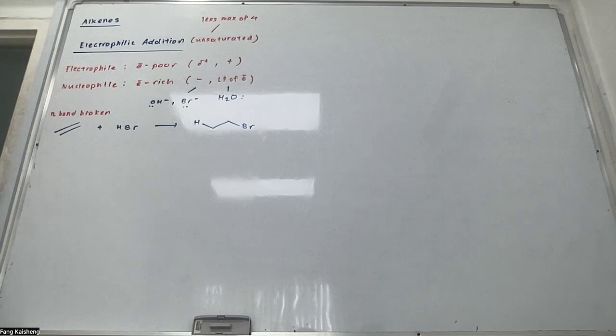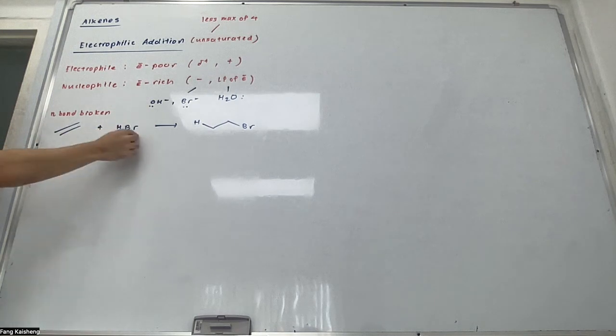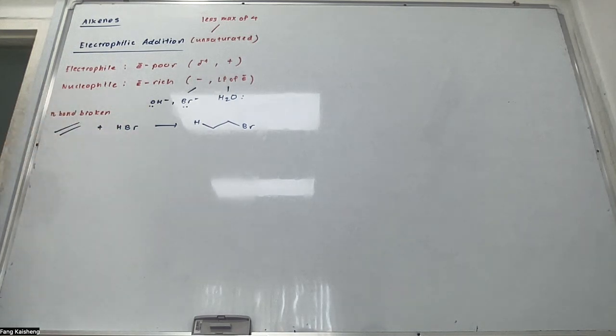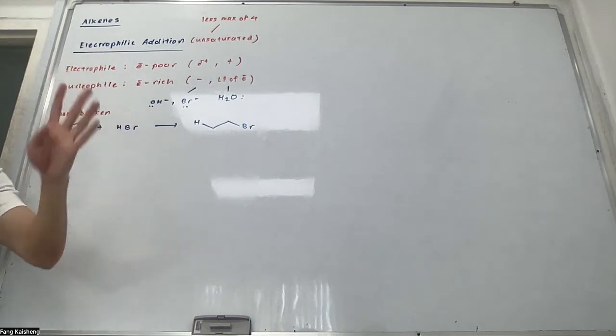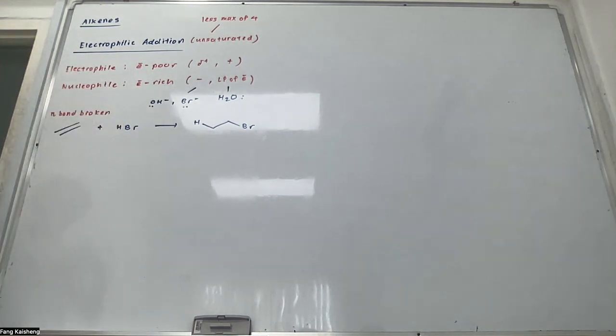Okay? And the next thing you can see, the moment it breaks, you just chuck the H and then chuck the Br on each carbon. You can see that, so that the carbons all still have four bonds. Okay, this is the overall equation. What we are interested in is the mechanism.